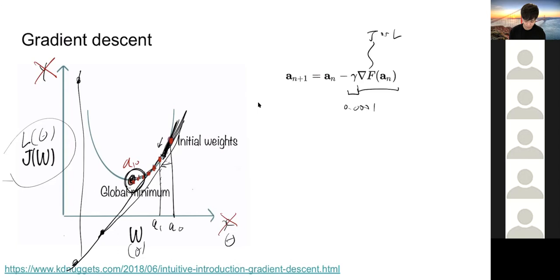But no one knows if this function looks like something like this, right? What if you want to get here, but you get here? That's bad, right? At least in terms of trying to minimize the loss function.